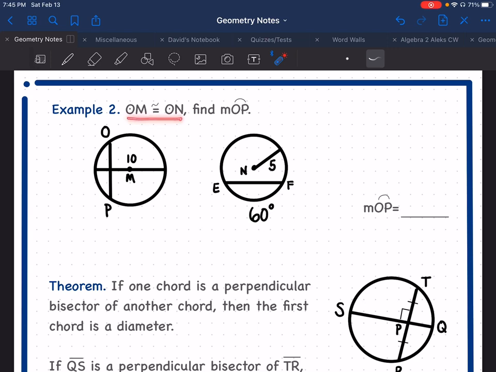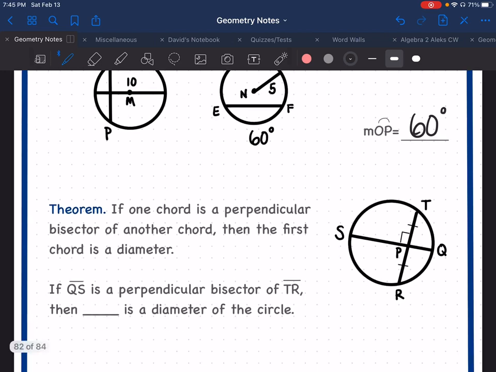Plus, we were told right here. They want me to find the measure of this. Well, if these are congruent circles, then this chord is congruent to this chord. So if EF is 60, then so is OP. All right, let's take a look at our next theorem.